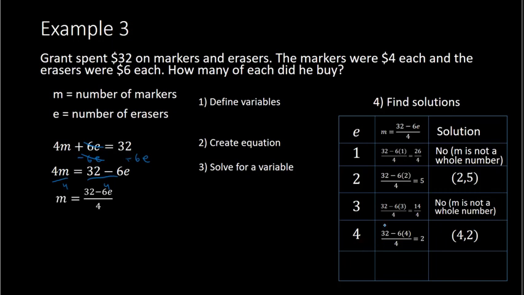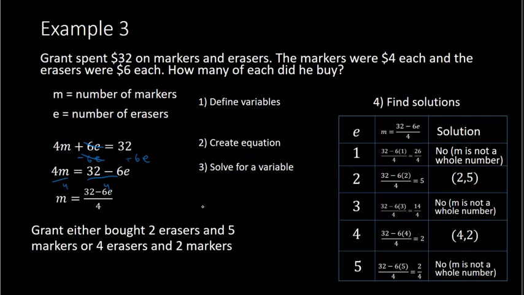We could plug a 5 in. Now we have 32 minus 6 times 5 over 4, which would give me 2 over 4, or 1/2, which is not a whole number. So therefore, this cannot be a solution. So the only possibilities are that Grant either bought 2 erasers and 5 markers, or 4 erasers and 2 markers.